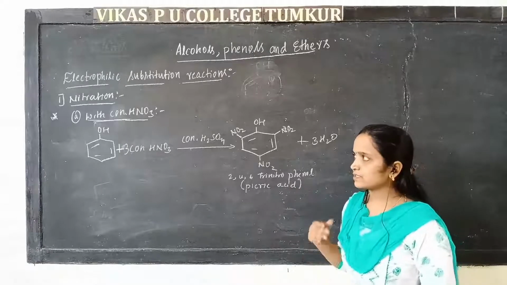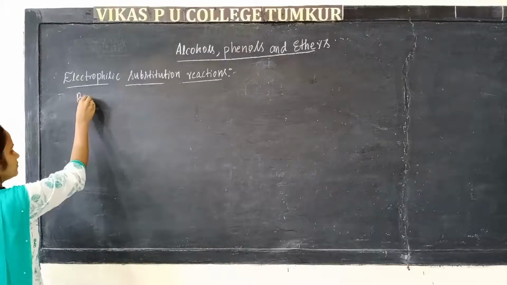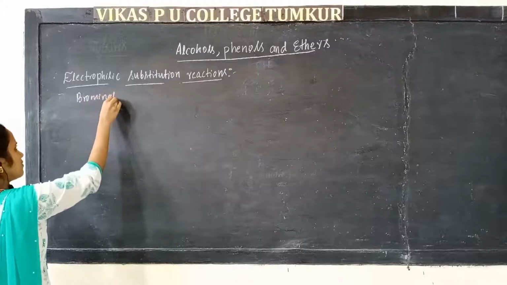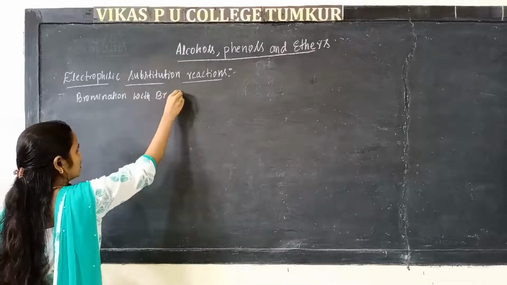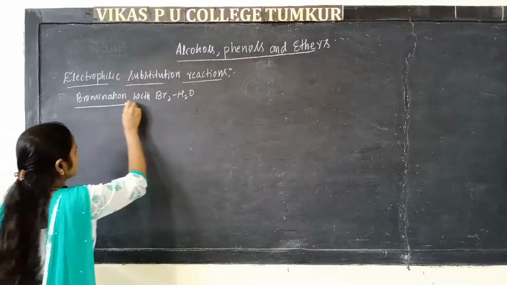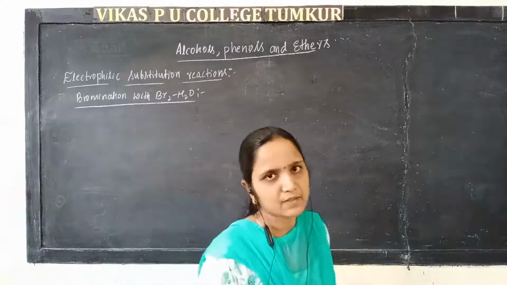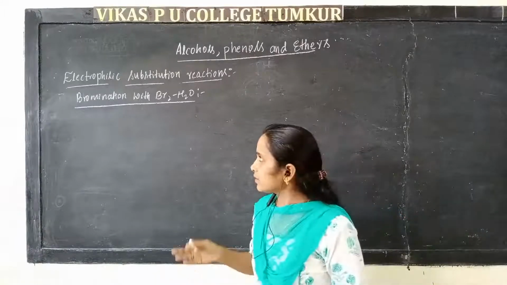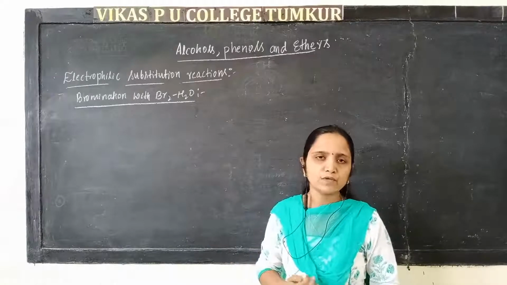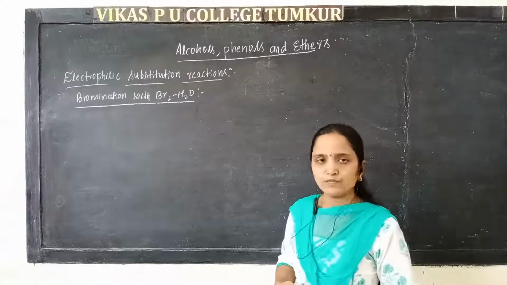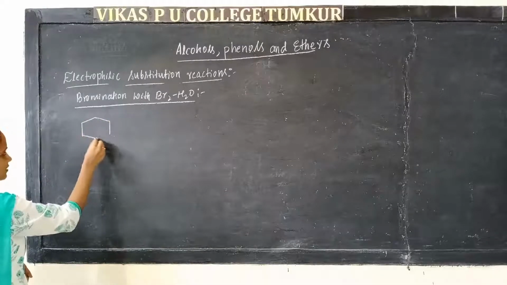Next, we are going to discuss another electrophilic substitution reaction, that is bromination. Now we discuss bromination with bromine water, Br2/H2O. When phenol is treated with bromine water, we get a white precipitate of 2,4,6-tribromophenol.